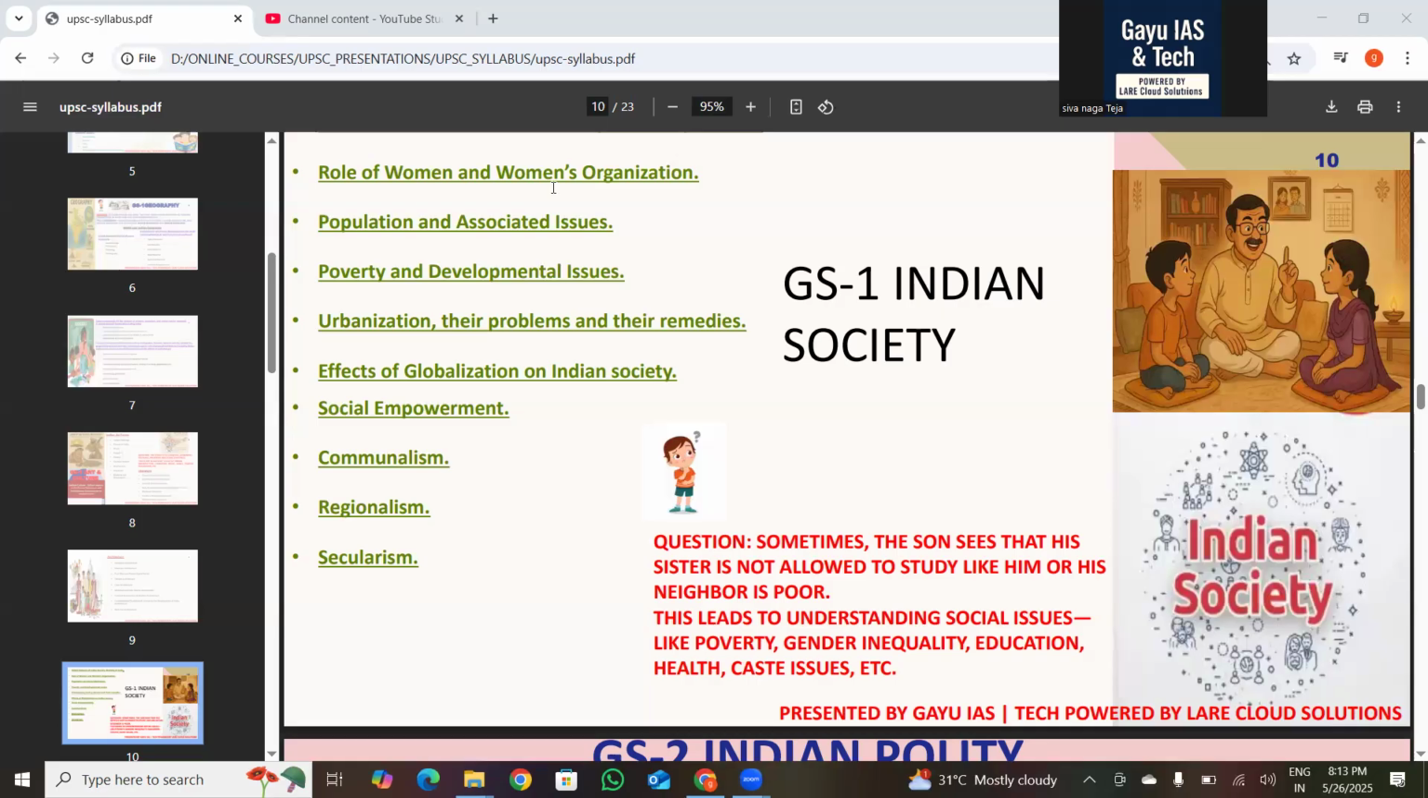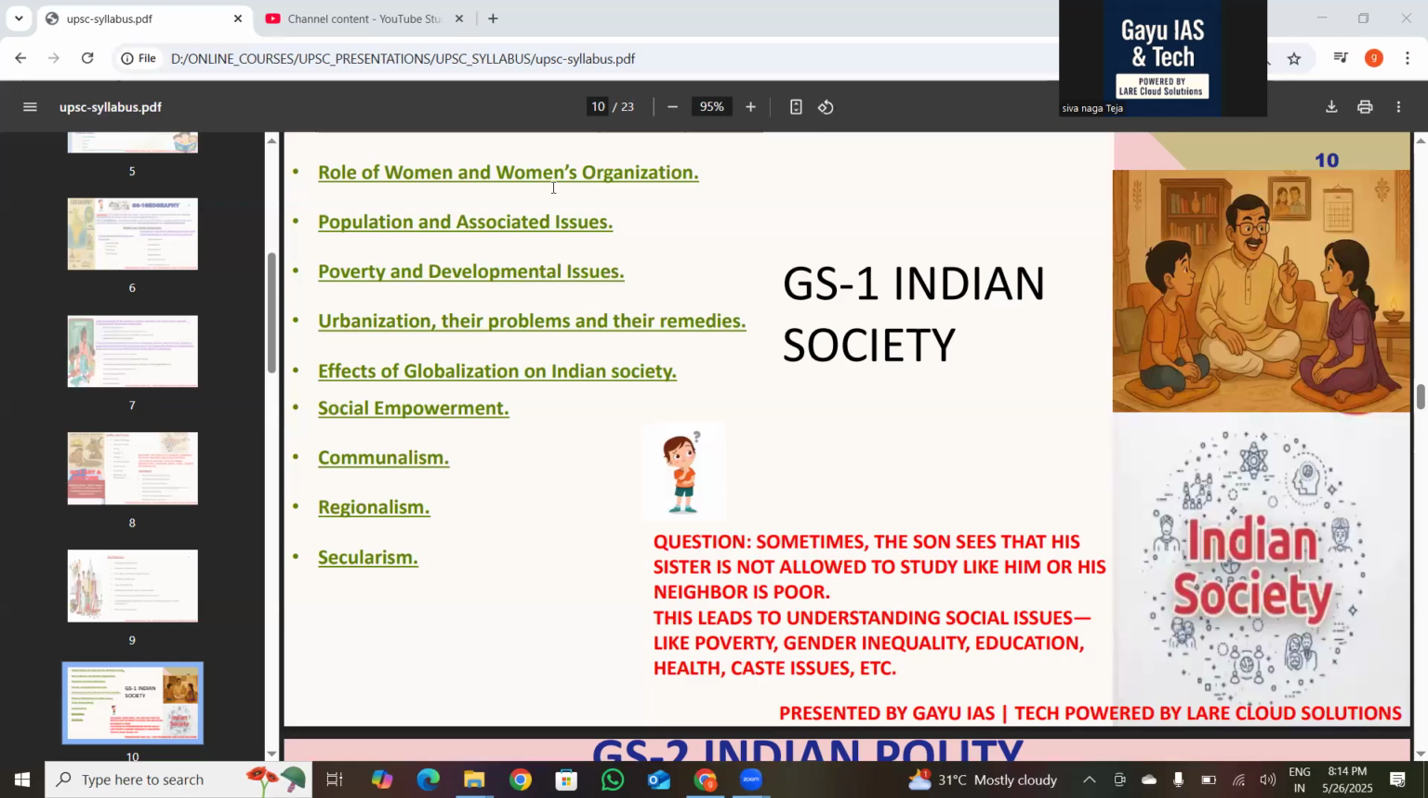It's very true. This type of question can come in essays, in GS papers, or in ethics also. So while preparing, make sure of that. Prepare like this only. Policies around culture preservation depend on social understanding.